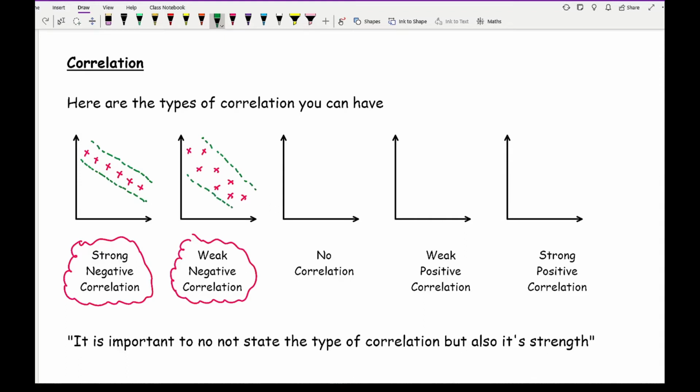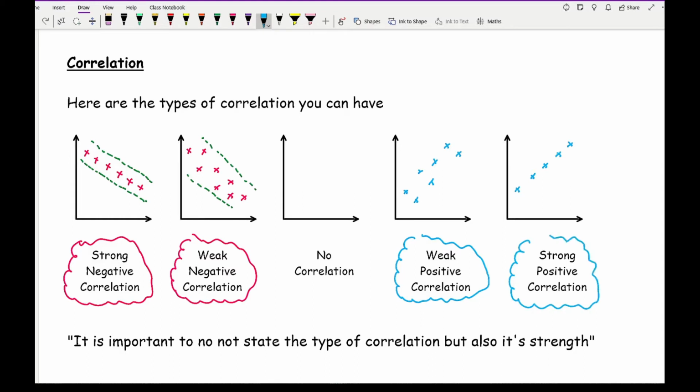those points look to be going in a downward direction. Now, if we're looking at the opposite direction, so for example, if your points look as if they're starting low and heading high, but don't quite make a perfect line, then you could say that it's got weak positive correlation. And a strong positive correlation would be where the points make almost a perfect line. In terms of the gradient of that line, it doesn't really matter as much as the direction. So if it starts low, ends high, it's got positive correlation. If it starts high and ends low, then it's got negative correlation.